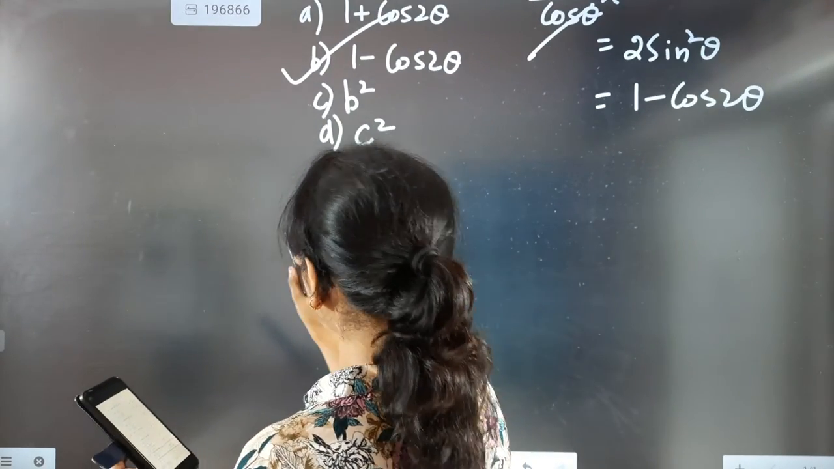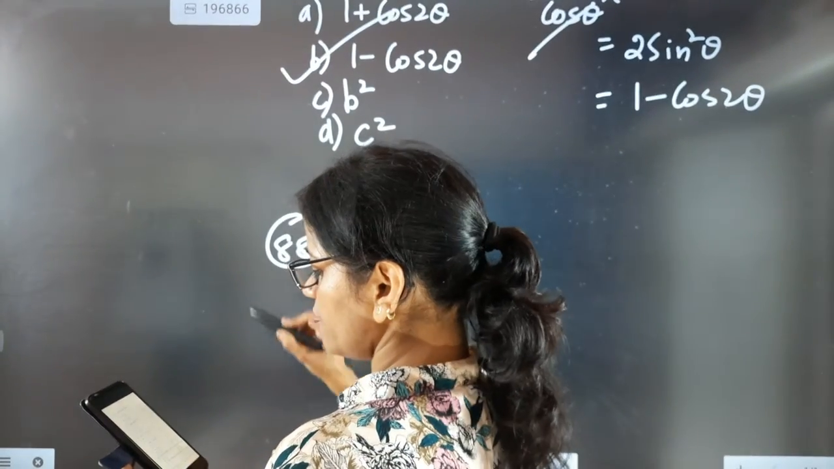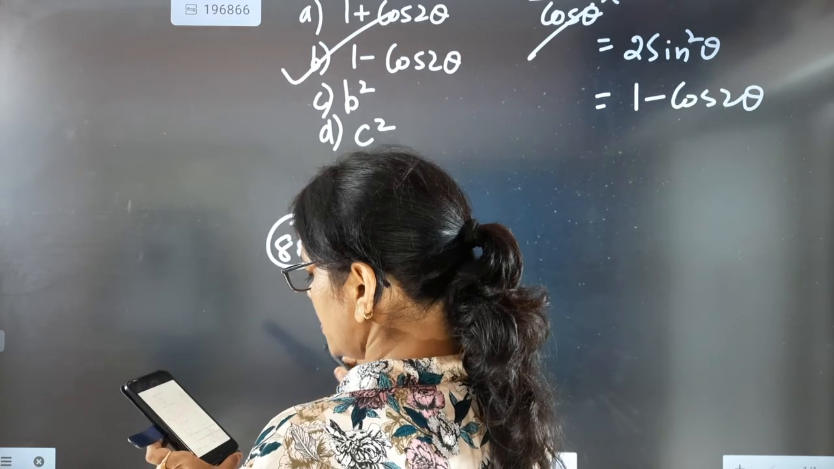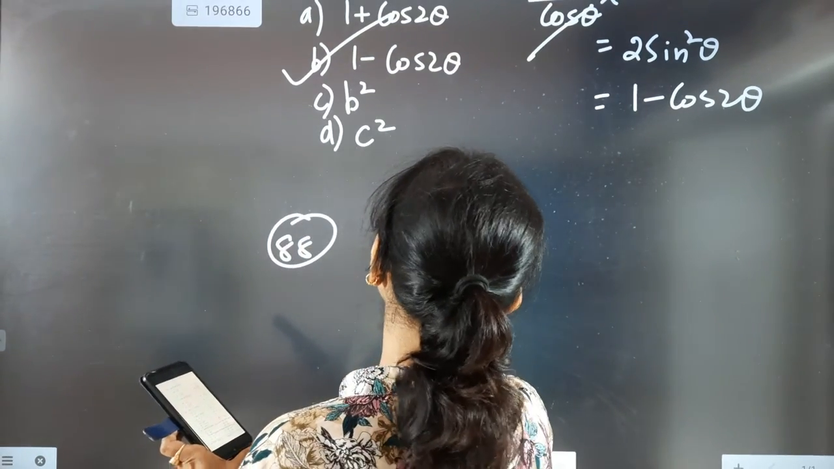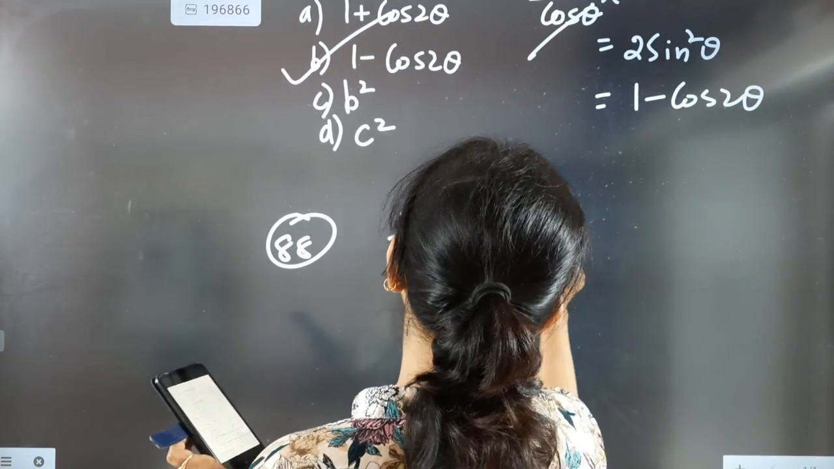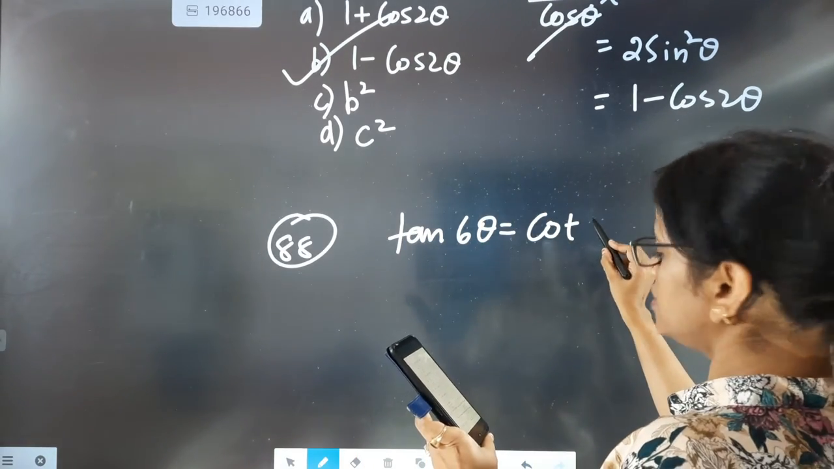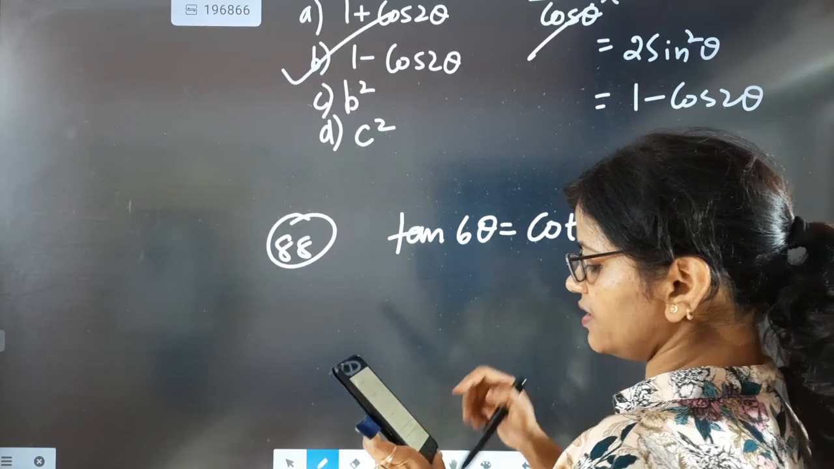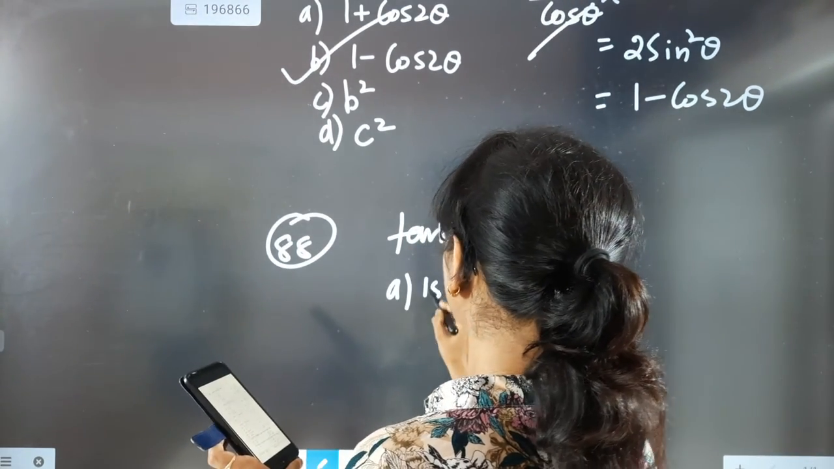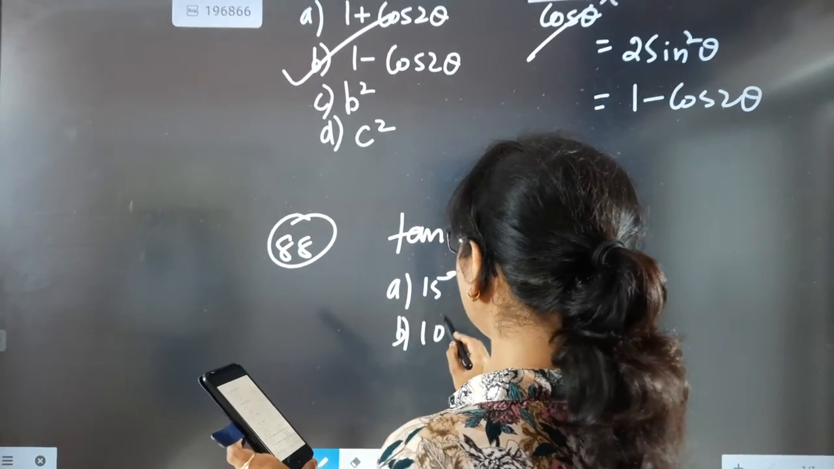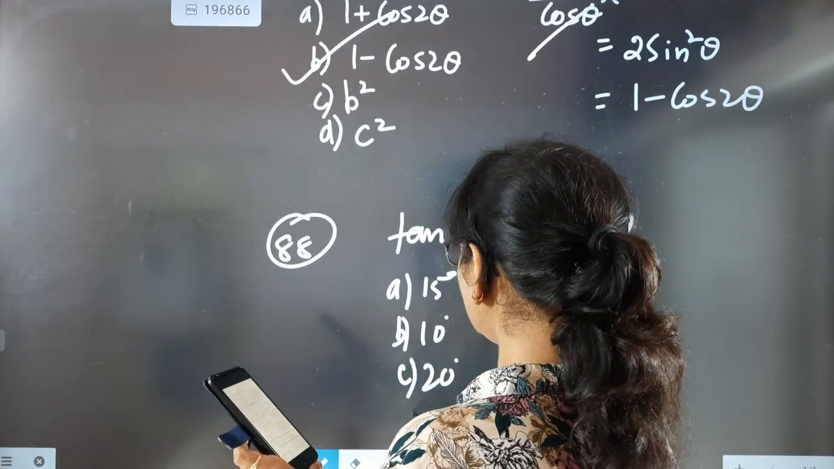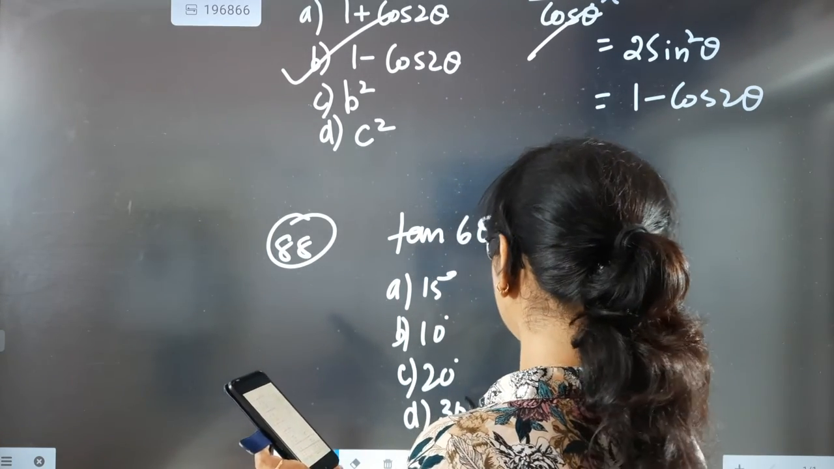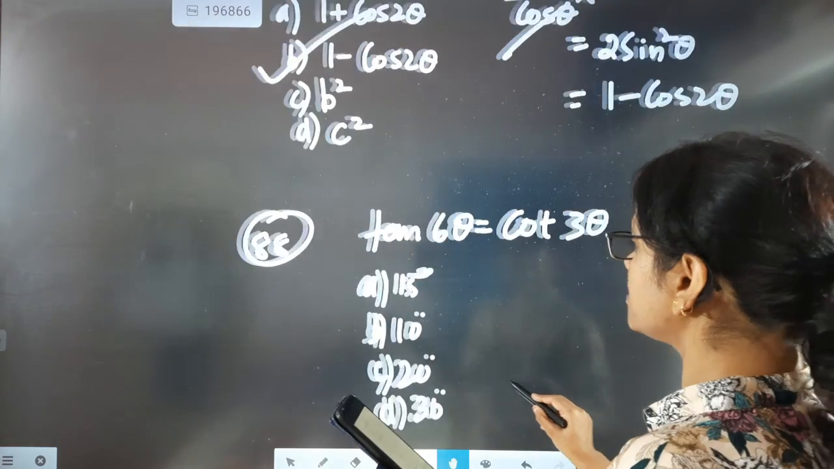Question number 88 is: if theta satisfies the equation tan 6 theta equal to cot 3 theta, then theta will be exactly equal to what? 15 degree, second option 10 degree, third option 20 degree, fourth option 30 degree. So what will be the answer coming there?